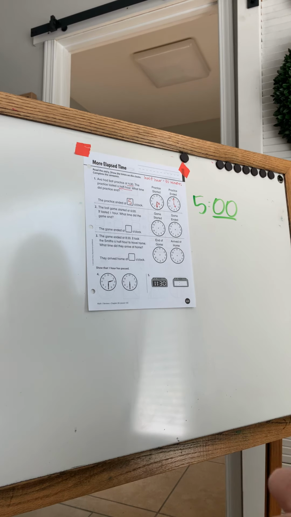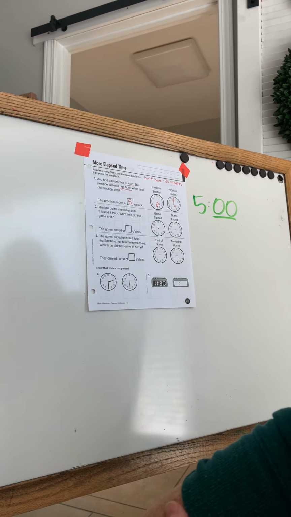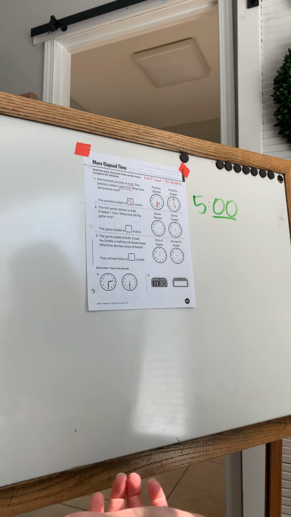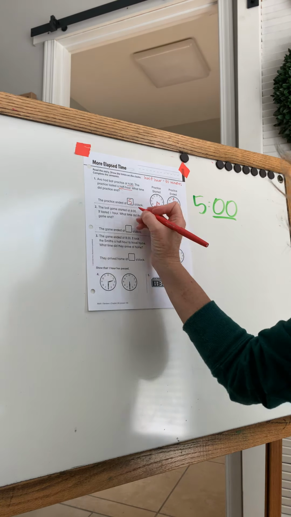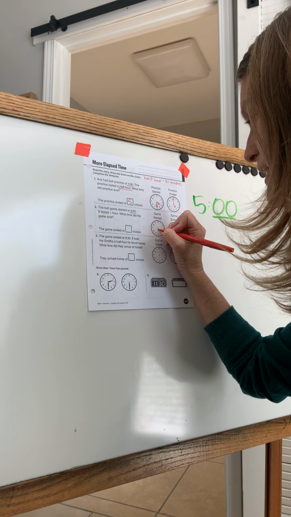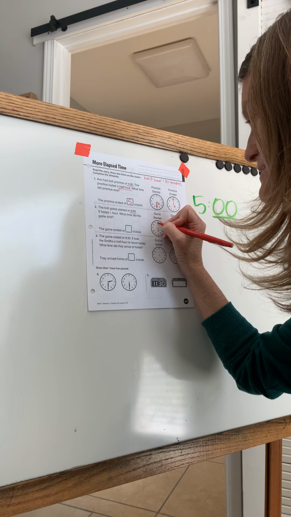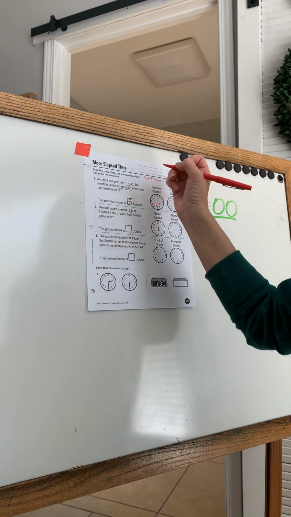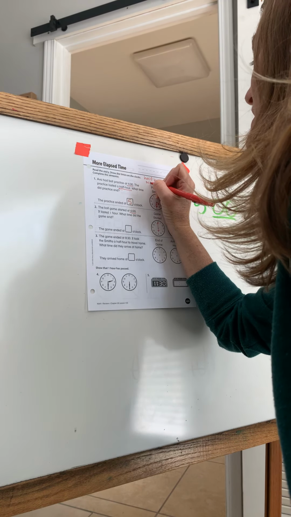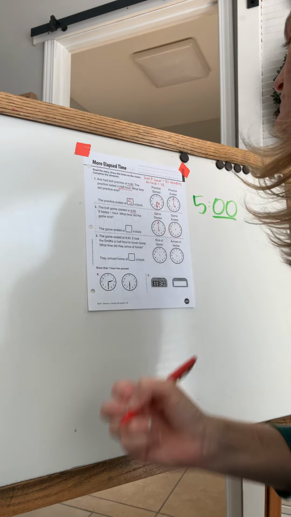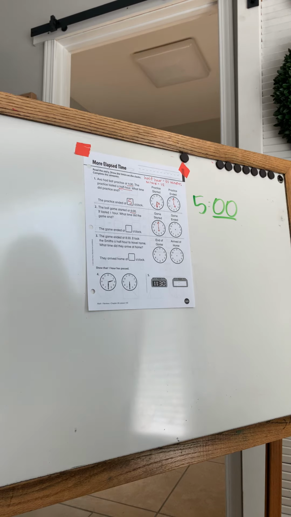All right, let's look at number 2. The ball game started at 6 o'clock. It lasted 1 hour. What time did the game end? Okay, so it started at 6 o'clock. So I'm going to go ahead and draw that. Short hand for the hour is 6. The minute, the o'clock, is always at the 12. So I'm going to make myself a note up here too. If it says o'clock, it's always going to be at the 12. Okay? Just something for me to remember.